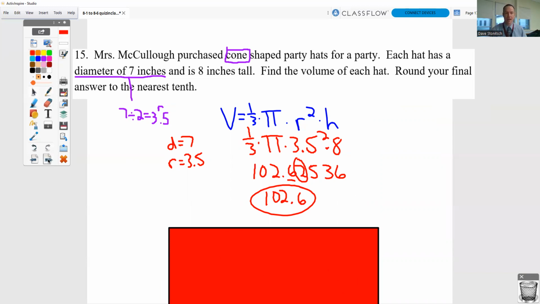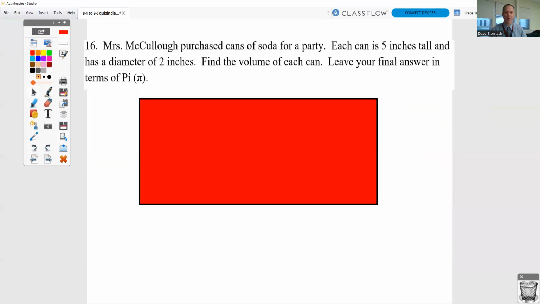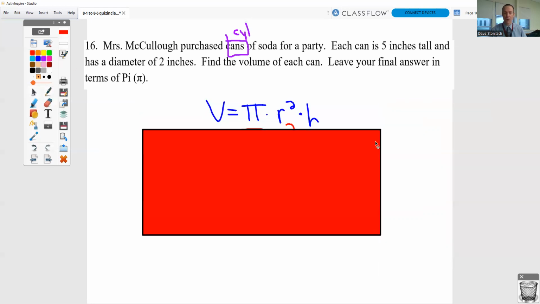102.6. In question number 16, Mrs. McCullough purchased cans of soda for your party. A can is a cylinder, so we want to use the cylinder formula. So volume equals pi r squared h. Be careful, again, trying to trick you. You're being given the diameter. You never want the diameter, you want the radius. Well, 2 divided by 2 is 1 for your radius.